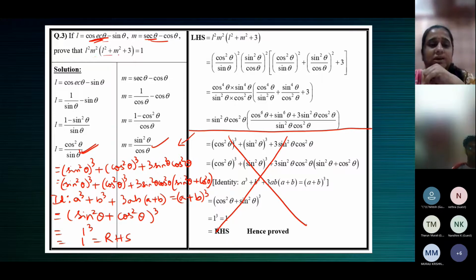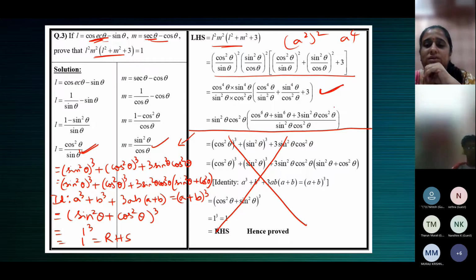Now take up the LHS, left hand side, and substitute carefully. That's the first step. Then simplify. Whenever there are squares and cubes, you'll have to simplify. Like a square the whole square is a to the power 4. Multiply the powers. That's how you get this step. Just by applying the squares to the numerator and denominator, you get this step.